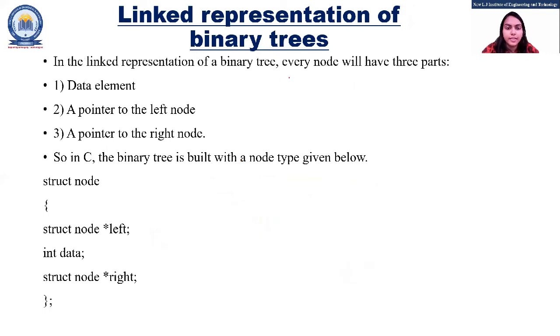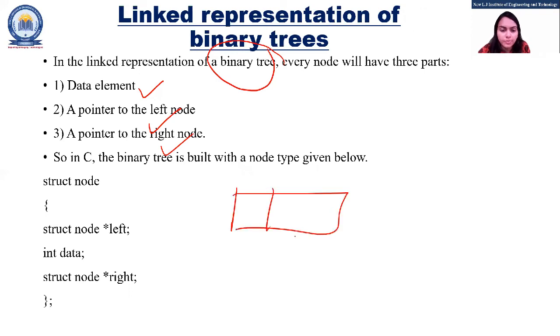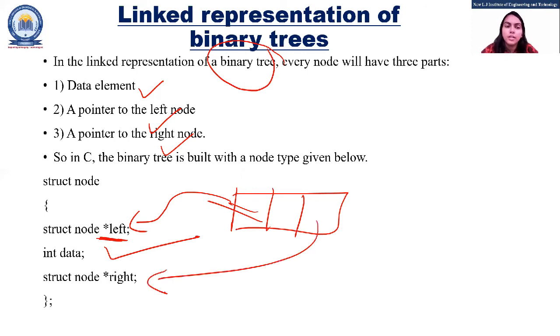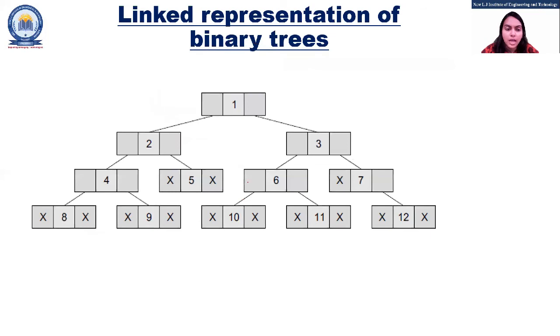Now let us see the linked representation of a binary tree. Every node will have three parts. First is the data element, second is the pointer to the left node, and third is the pointer to the right node. So we have a data element which would be an integer data. Now this is a left pointer, so we will be creating a node with struct node star left, which is the syntax, and similarly for right we have a right pointer. This is how we can visualize the linked representation.